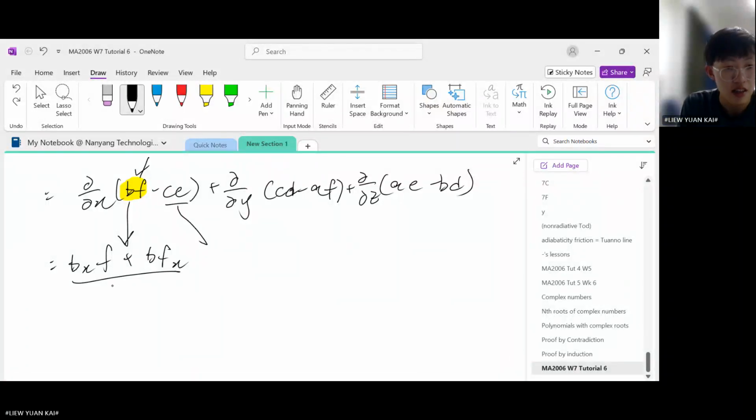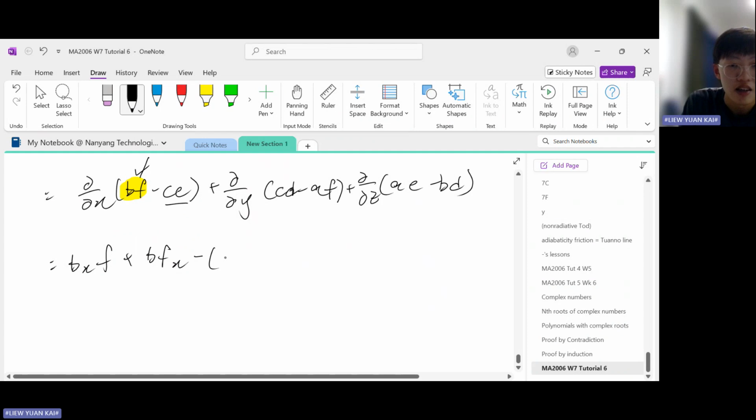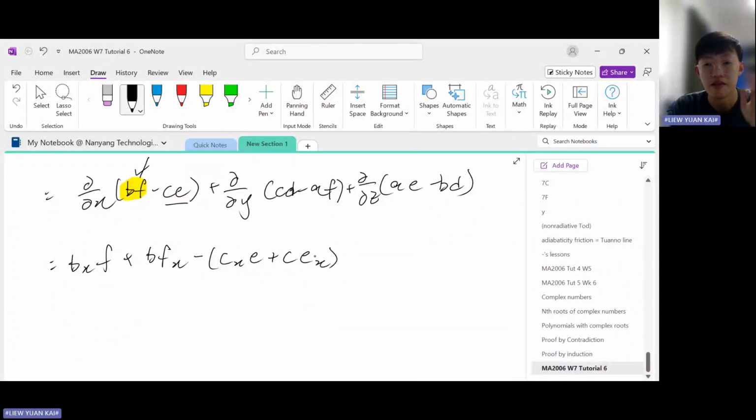Okay. So if you apply the product rule for CE, it'll be minus CXE plus CEX. Okay, so product rule is differentiate, keep, differentiate. Okay, differentiate, keep, differentiate.